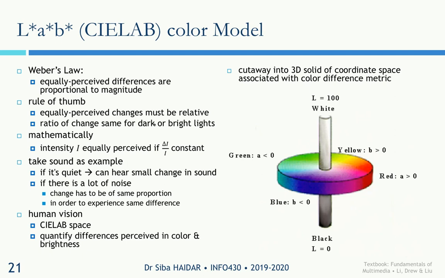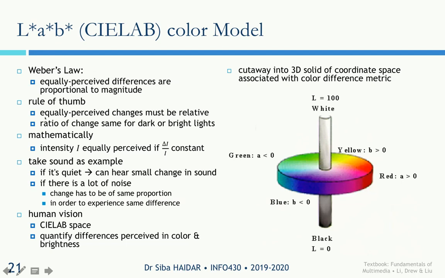Another color model also from the CIE, which is not XYZ, is called Lab. L star, a star, b star, or L asterisk, a asterisk, b asterisk, the CIE Lab color model. And why did the CIE create this color model? Because it wanted to follow Weber's law. What Weber says is that if you equally perceive something, the numerical difference must be proportional. His law says equally perceived differences are proportional to magnitude.